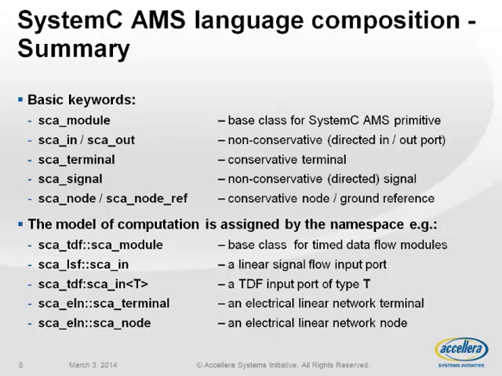If you look then at the concrete case, the TDF module has the name sca_tdf::sca_module. This is an example for an LSF input, because it's a directed port: sca_lsf::sca_in. And for the data flow domain, sca_tdf::sca_in, because it's also a directed port. And in the data flow domain, we can have arbitrary data types. And for the electrical domain, sca_eln::sca_terminal, and the corresponding node is sca_eln::sca_node.